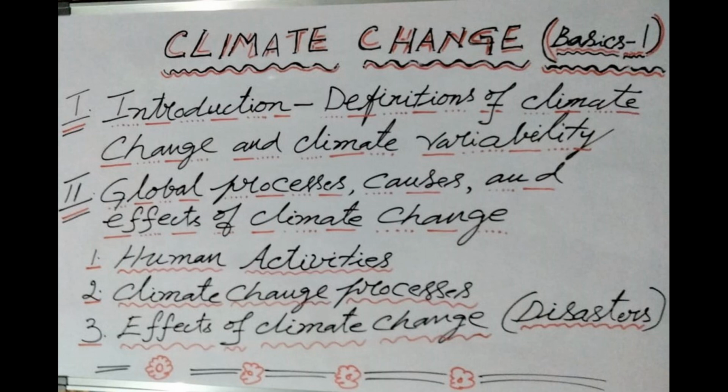Okay, good. Now, let us go into a very interesting topic, or you can say it will be very interesting to learn this particular subtopic, that is global processes, causes and effects of climate change. Good. Now, what are the global processes? The population of India before independence was around 35 crores. Now, it is 135 crores in the year 2020.